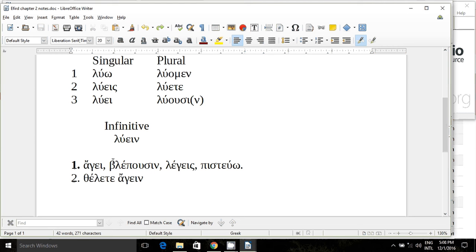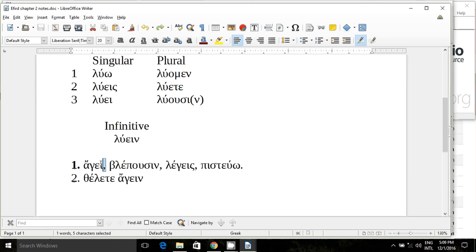All right. So now we need to translate. So let's take a look at these translation exercises on page 10. What I'd like you to do first is, now remember what these endings mean. First person singular is I. Second person singular is you. Third person singular is he, she, or it. First person plural ending means we. Second person plural y'all. Third person plural they. So luo means I loose. Liusin means they loose. Liamen means we loose.